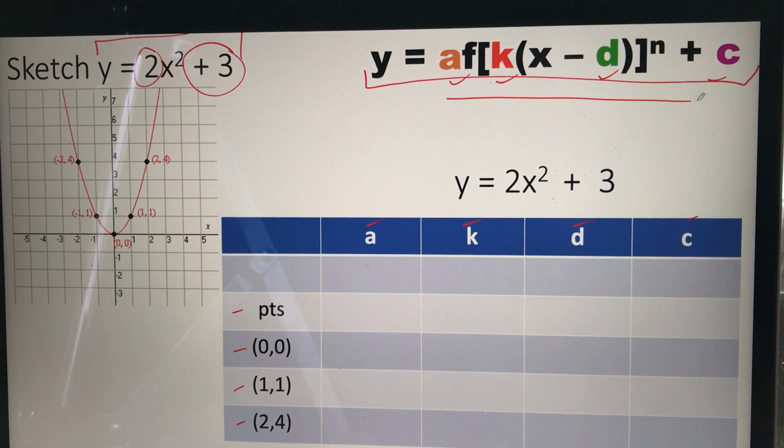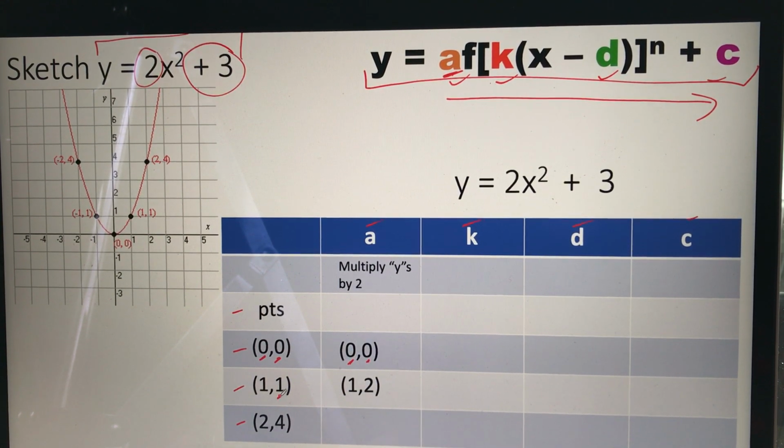I'm just going to move my way left to right through this and try to keep track of what's happening on the points. So we're going to start with A. The very first thing here, this number out front, this A. That means I multiply my y values by A, which is 2. So my y values get multiplied by 2, and my x value stays the same. Okay, the 0 stays 0. 0 times 2 is 0. 1 times 2 is 2, and 4 times 2 is 8. The x values stay the same, it's just the y values that change.